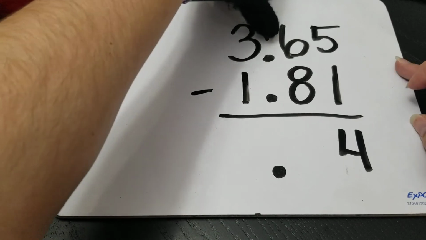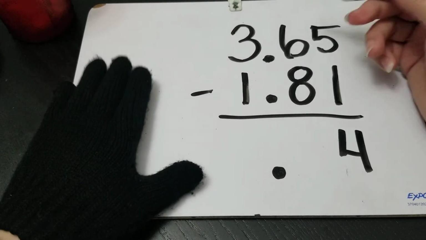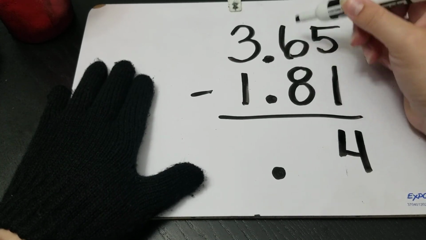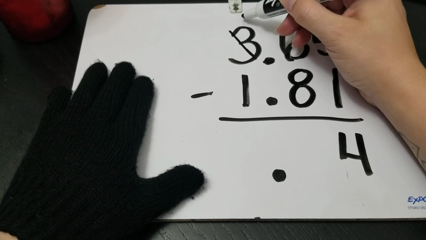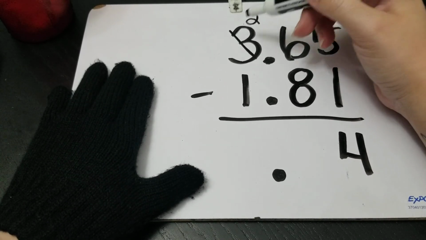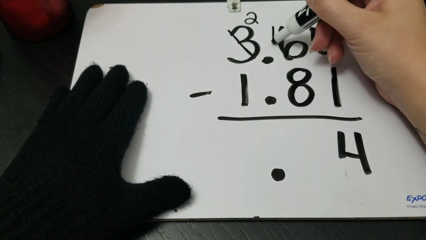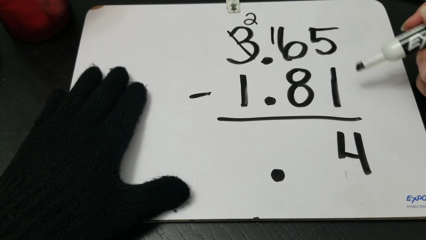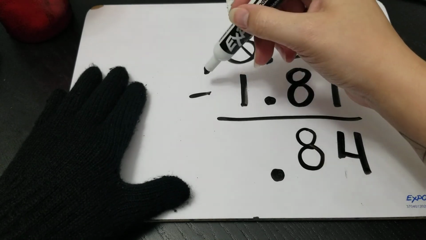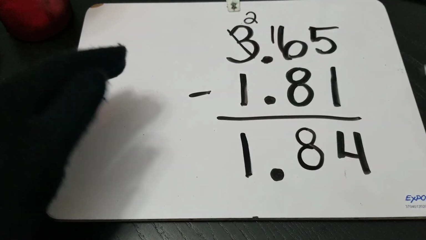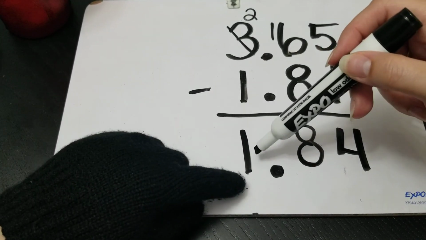So there is a rhyme that goes with it. It's called more on the floor. You're going to go next door and borrow some more. So here I am with 8 and 6. I need to borrow. So I'm going to take from this one, make it turn into a 2 instead. And I'm going to take the 10 that I just borrowed. I know that it's a 10 because these are the tenths, and I can add an extra one and make it a 16 instead. 16 take away 8 is 8. 2 take away 1 is 1. So 3.65 take away 1.81 is 1.84.